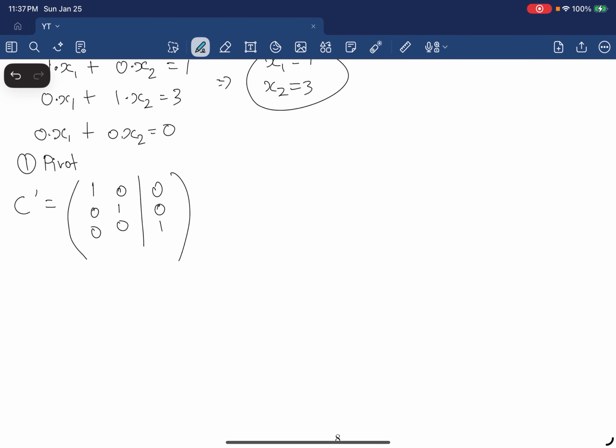Okay, so now you're looking at this. It's a new pivot. It has to follow row echelon form. This can't be any other number like 3 or something like that, because in reduced row echelon form, the first non-zero value of a row has to be 1, right? And the values above it have to be 0.